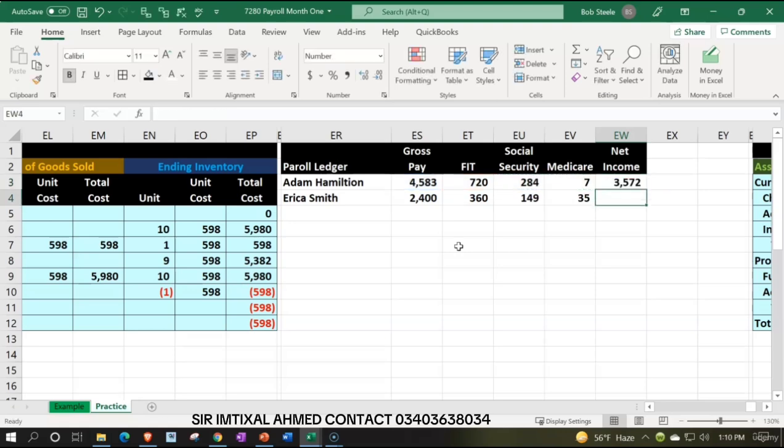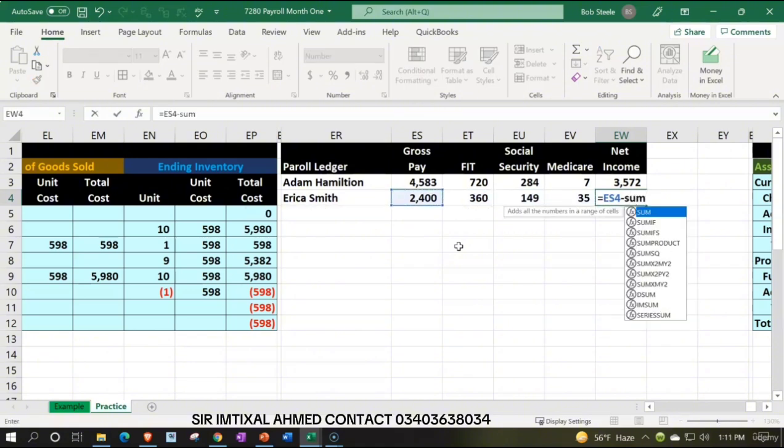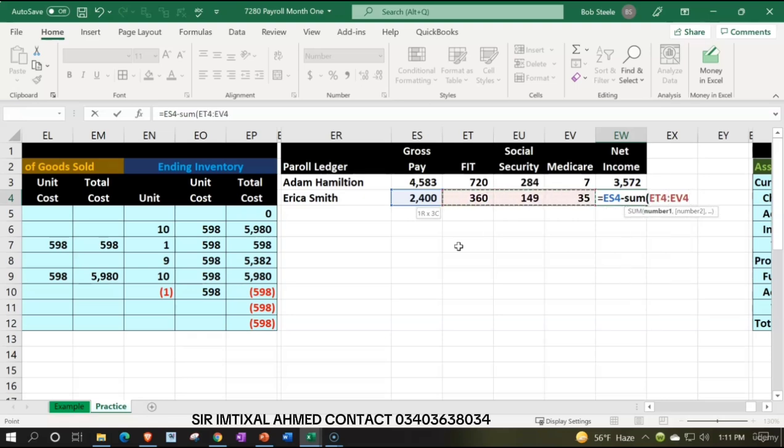Or I can do it this way for Erica, for example: equals this number minus the sum. This is a more elegant calculation. This is a little bit more impressive. Minus the sum of these 3. Closing it up, same thing.